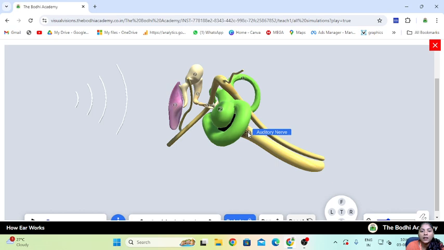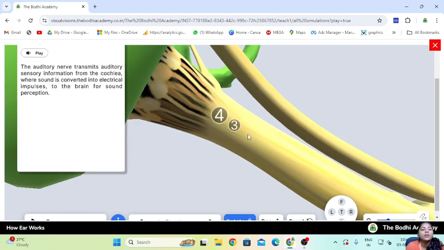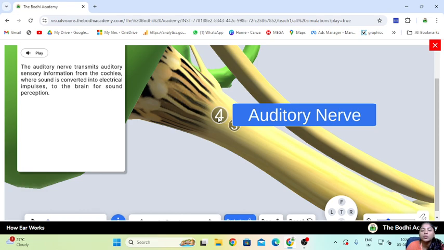Then the next part that we have is the auditory nerve. The auditory nerve transmits sensory information from the cochlea, where sound is converted into electrical impulses, to the brain for sound perception. So all these signals from the sound waves which get converted into vibrations, and then the vibrations which get converted into the nerve impulses, are then transmitted to the brain through the auditory nerve.